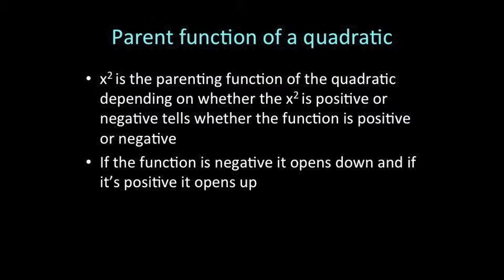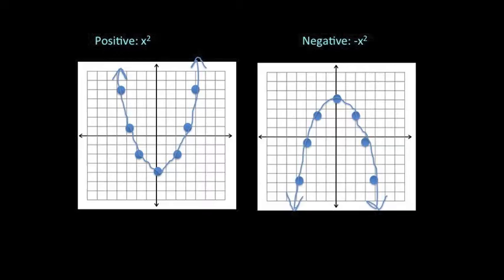So we're going to be learning about the parent function, and x squared is the parent function of the quadratic. Depending on whether the x squared is positive or negative, which is going to tell you in the function that you are given, if the function is negative, it's going to open down, and if it's positive, it will open up. Here are some examples: the one on the left is positive since the graph is opening up, and the one on the right is negative since the graph is opening down. You can also see that the one that's negative has a negative sign in front of the equation, which is another way you can check if it's positive or negative.